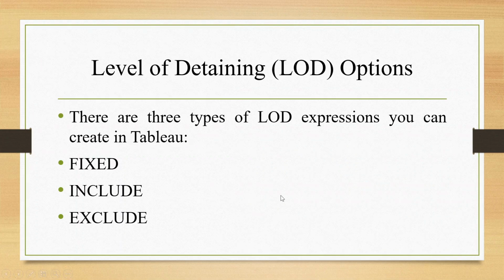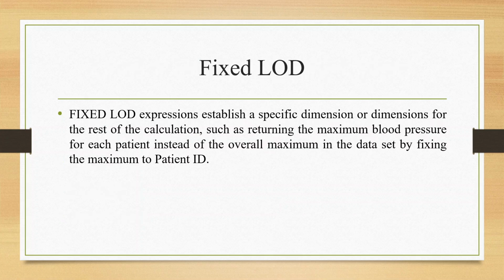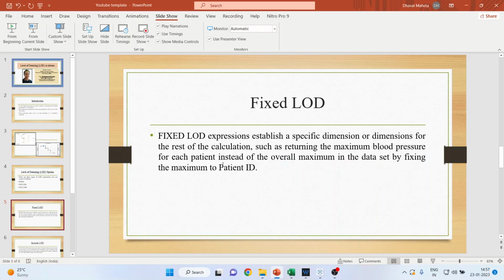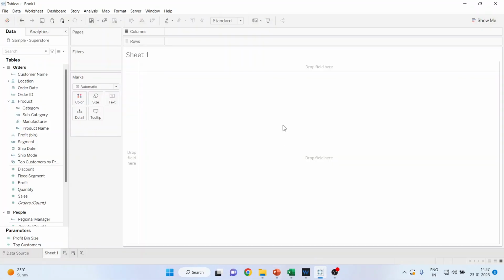There are three types of LOD expressions: fixed, include, and exclude. Fixed LOD expressions establish a specific dimension or dimensions for the rest of the calculation, such as returning the maximum blood pressure for each patient instead of the overall maximum in the data set by fixing the maximum to the patient ID. I'll explain this concept of fixed LOD with the help of one example in Tableau.